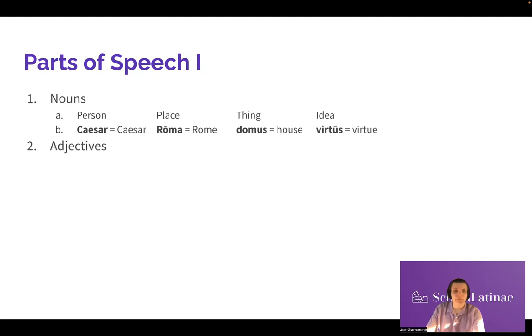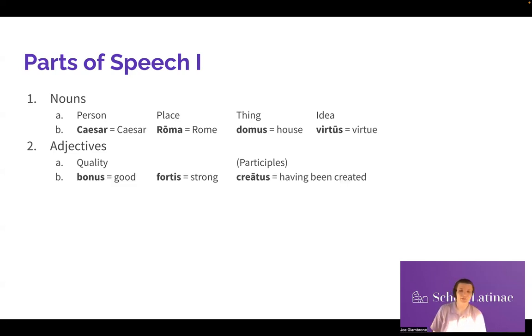And to put a little more flavor on our nouns, we have adjectives, and adjectives describe nouns. Generally, it's some sort of quality. However, adjectives also include participles, and participles are what are known as verbal adjectives. So you see, the normal adjectives, we have like bonus, good, and fortis, strong. Our participle creatus, having been created, you can see that it's related to the verb to create in some way, right? It has to be.